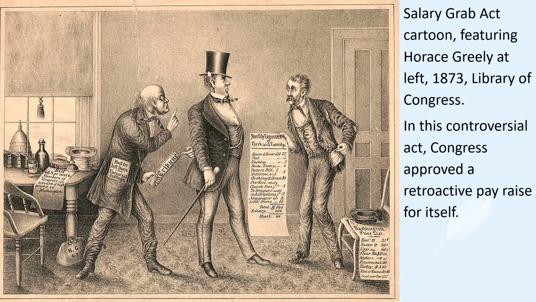Maine passed the amendment in 1983, followed by Colorado in April 1984, and over time he was assisted in his quest by Ralph Nader, the Washington Post, and several congressmen and activists. The cartoon is about the Salary Grab Act of 1873, where Congress approved a retroactive pay raise for itself.